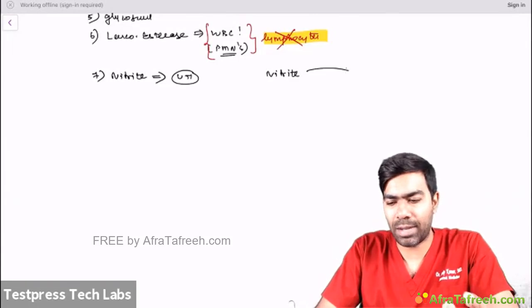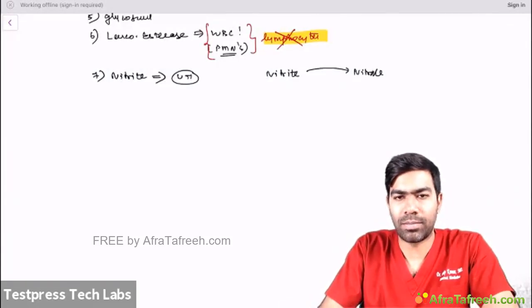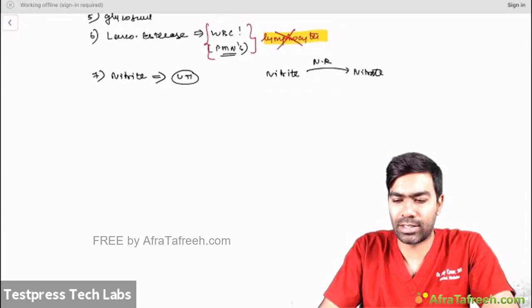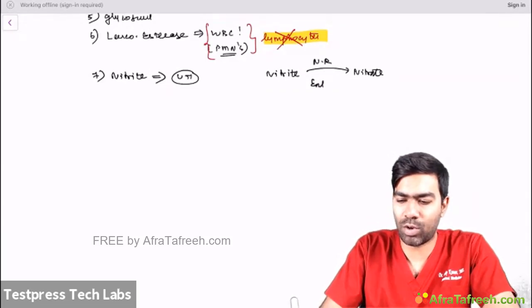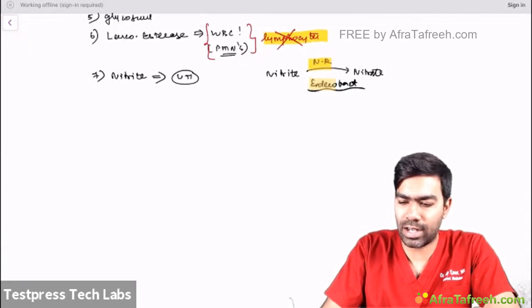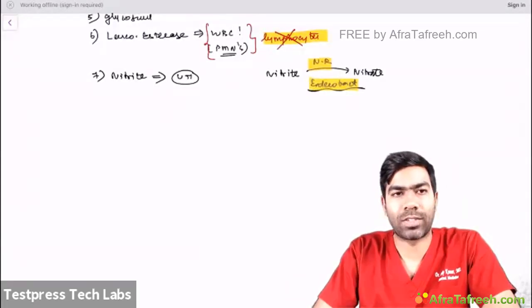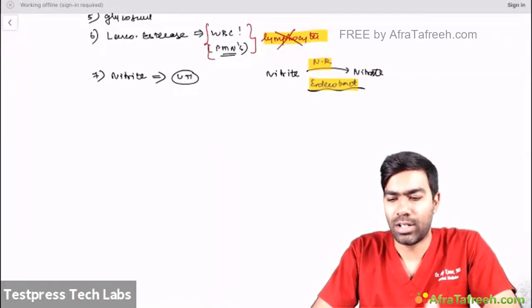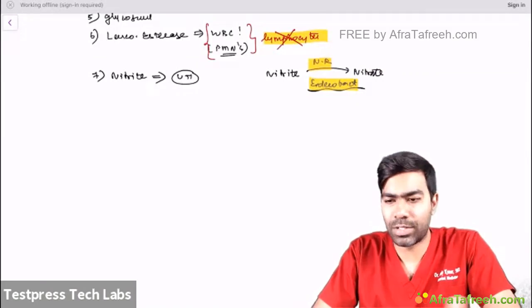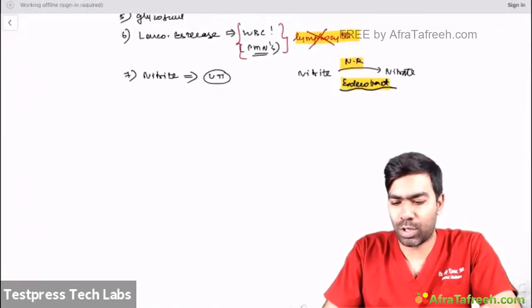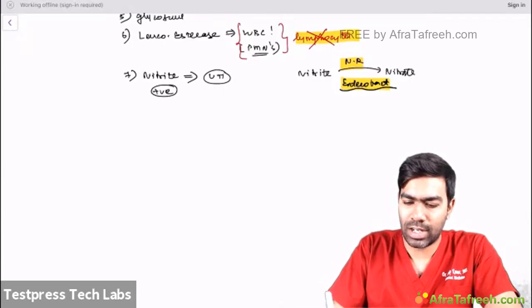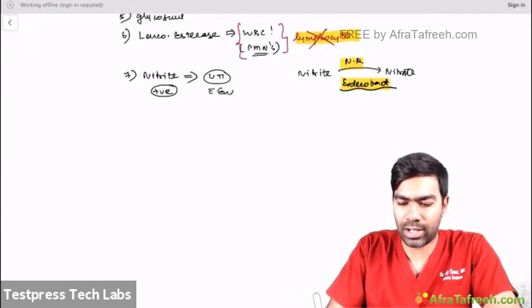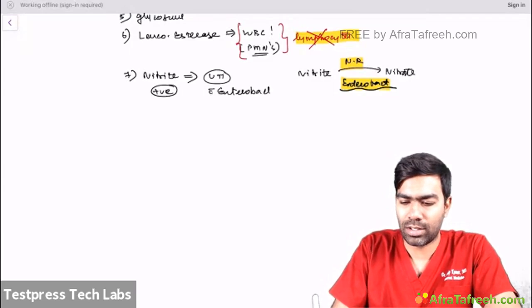So this nitrate can be converted to nitrite by something called nitrate reductase. This enzyme will be present in Enterobacteriaceae. Enterobacteriaceae species will contain this nitrate reductase enzyme. So because of that, it will be converted to nitrite, and this is what is actually detected with the dipstick. So whenever the nitrite test is positive, it indicates a UTI with Enterobacteriaceae, like E. coli, Pseudomonas, or some similar agent.